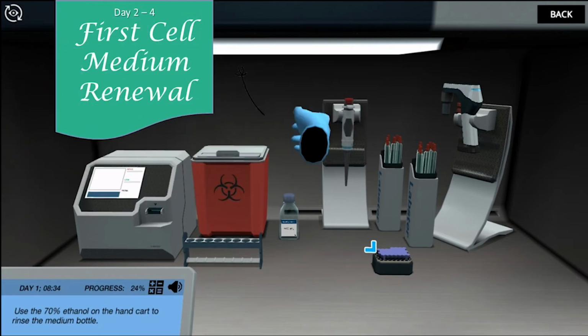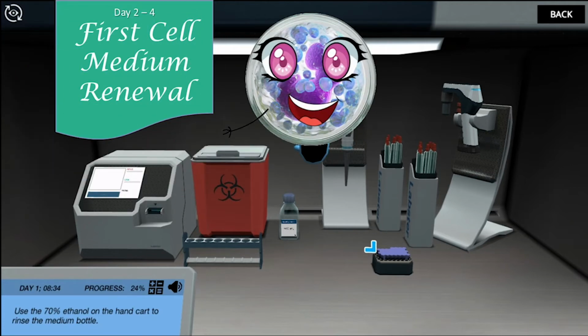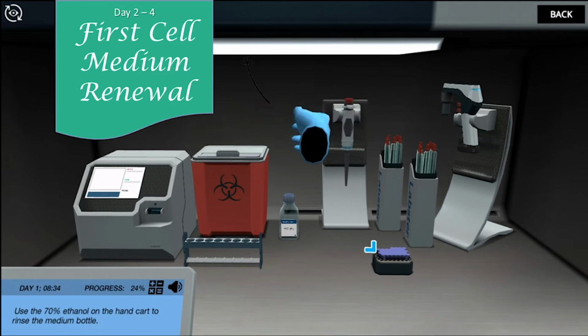On days 2 to 4, for the epidermal cells, collect the supernatant and rinse. Centrifuge and resuspend the pellet. For the dermal cells, add fresh medium. Collect the supernatant, centrifuge, and resuspend before utilizing it.